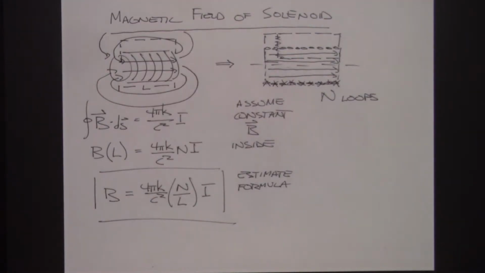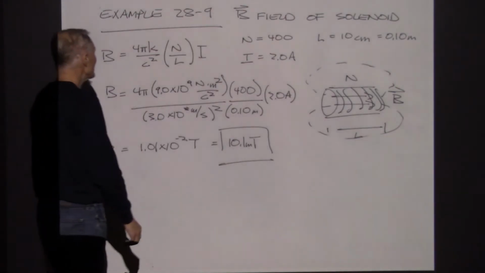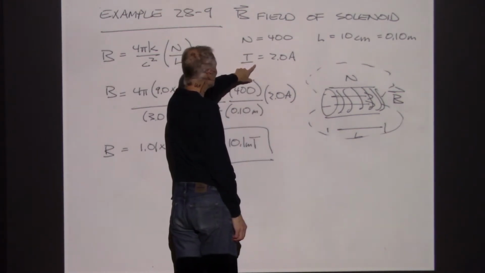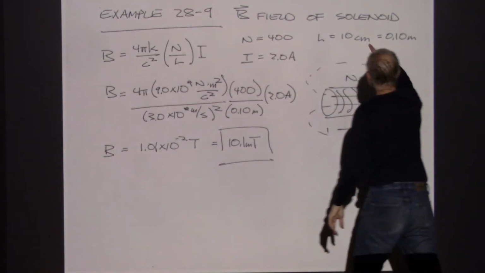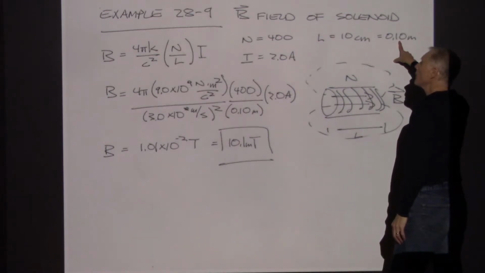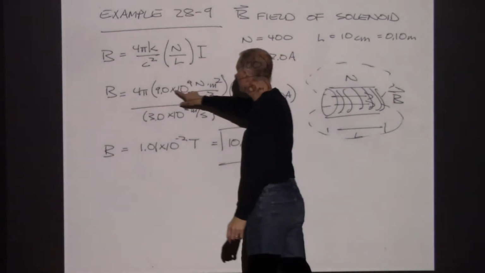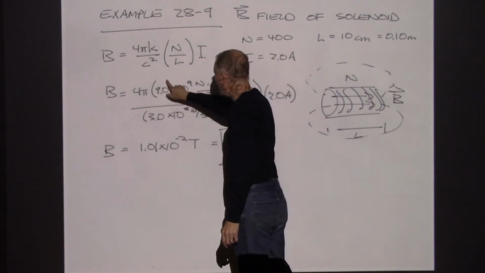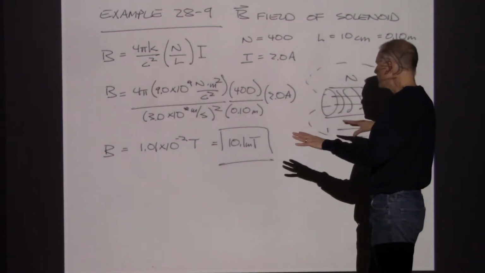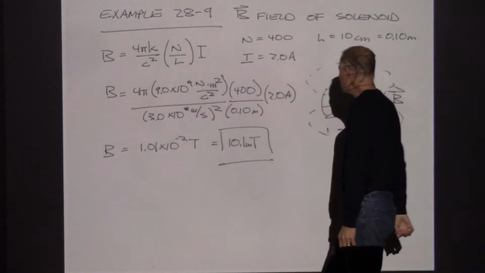All right, let's put some numbers in and see what we've got. There's the formula. They tell us that we have 400 loops, or 400 turns. The current we're going to send through is 2 amps, and the length of the solenoid is 10 centimeters, or 0.10 meters. So we've carefully derived this formula. Now we're going to plug things in. Here is little k, here is c squared, the 9 is going to cancel that 3 squared. Putting all the numbers in, paying attention to the units, I ended up with 10.1 millitesla.